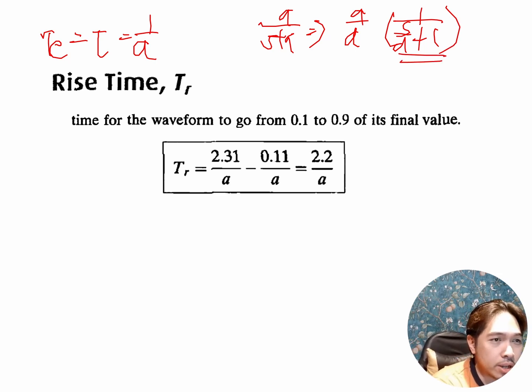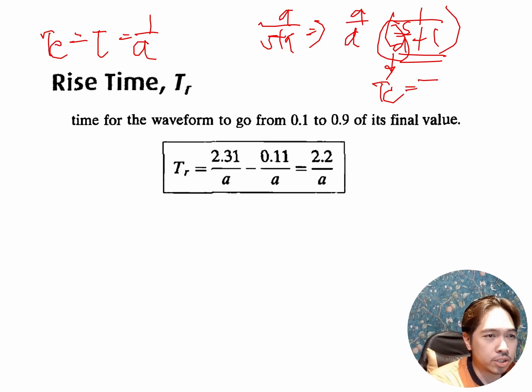So we're going to take this one, and this will be our Tc, or time constant, which is the coefficient of s in the denominator. So Tc is also equal to tau, which is equal to 1 all over a, and that's the thing that we're going to factor. Now that we have tau, or the time constant, we're going to use that to find the rise time.